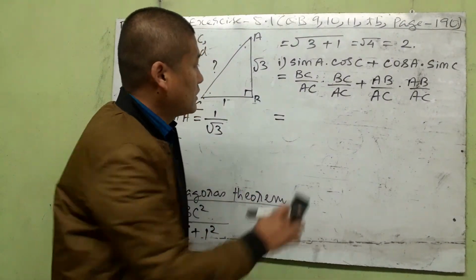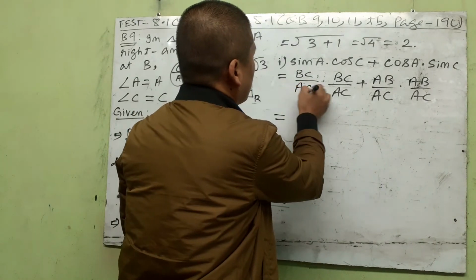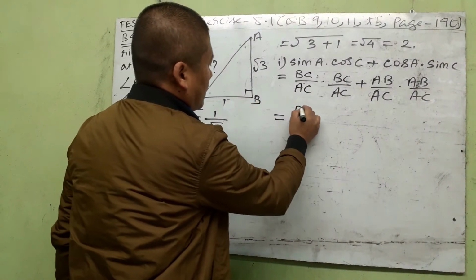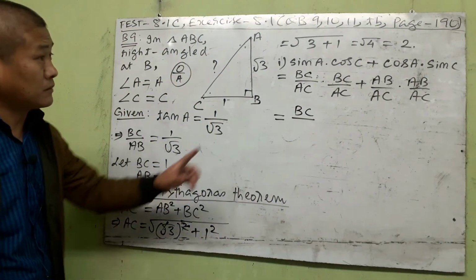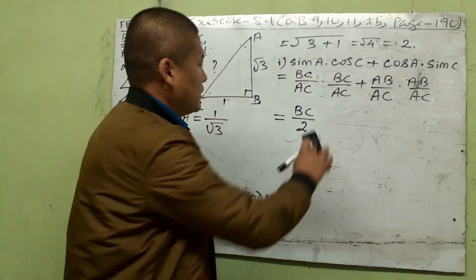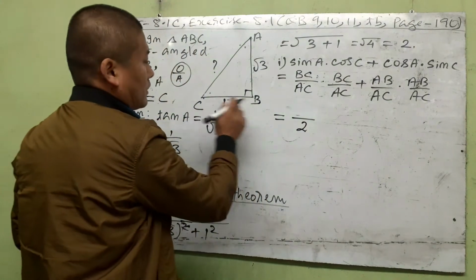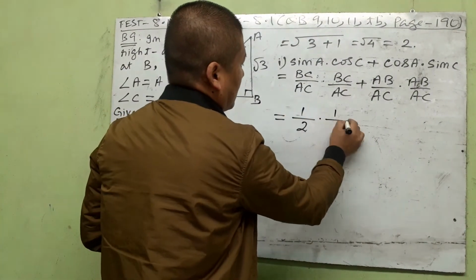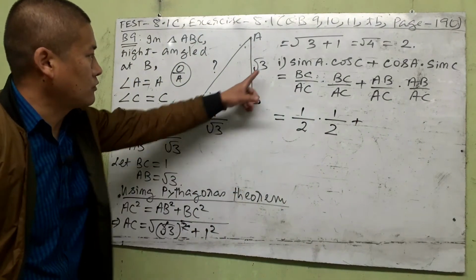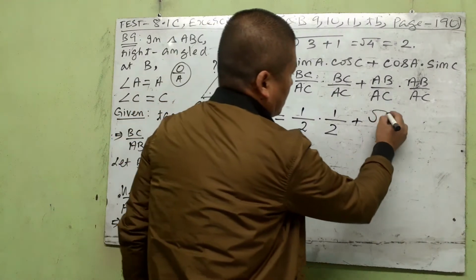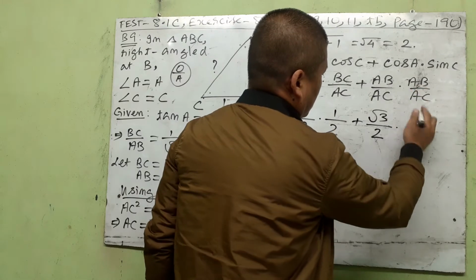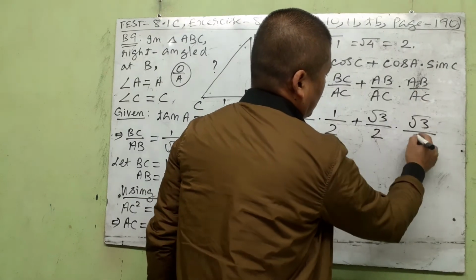So BC by AC is the first one. So BC is here 1, by AC, as we found here, AC has been found to be 2. So BC is 1, so write your 1 into, again, BC by AC. AC is 2, just as you can see there, plus AB. So AB is root 3, as you can see here. So write your root 3 by AC, so the same thing, root 3 by AC 2.